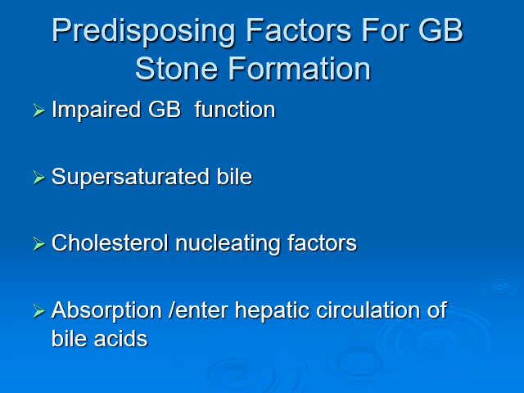Predisposing factors for gallbladder stone formation: impaired gallbladder function, supersaturated bile, cholesterol nucleating factors, and disturbance of the bile acid pool as a result of disturbed absorption or of the enterohepatic circulation of bile acids.